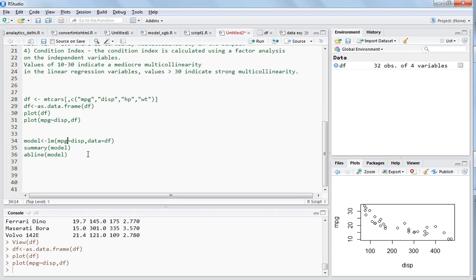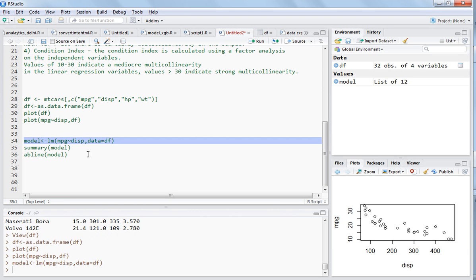Now let's fit this model and store it in an object named model. lm is the function used for linear regression. MPG is the response variable, and disp is the predictor variable, with a tilde, which is the syntax you want to write. And data is df, in which we have stored this whole data. If you do that, the model has been fitted.